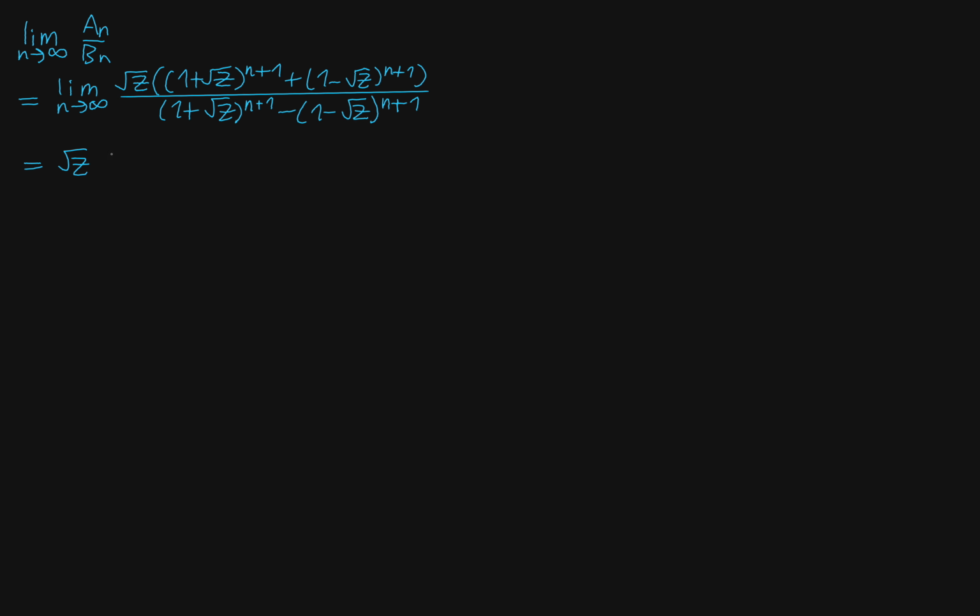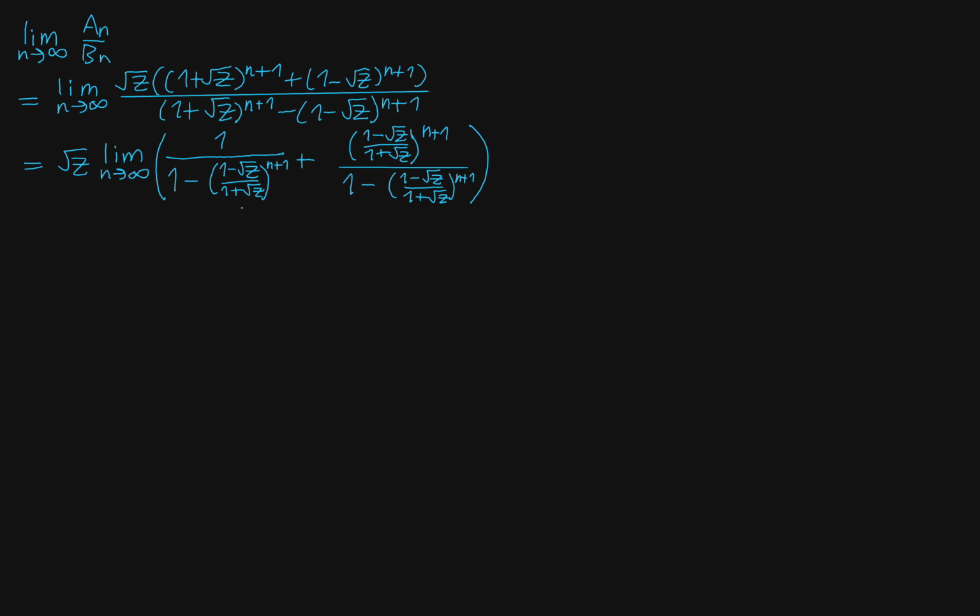So we're going to get square root of z out in front, limit as n approaches infinity of 1 over 1 minus square root of z over 1 plus square root of z, all to the n plus 1, and then plus 1 minus square root of z over 1 plus square root of z to the n plus 1, all over the same denominator, 1 minus square root of z over 1 plus square root of z to the n plus 1. So this is our expression here.